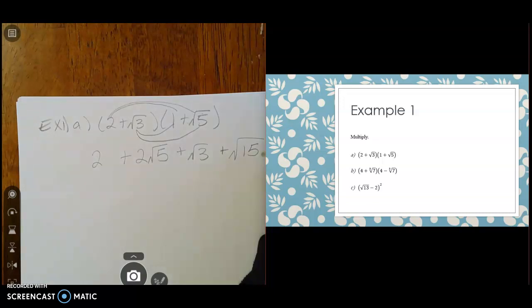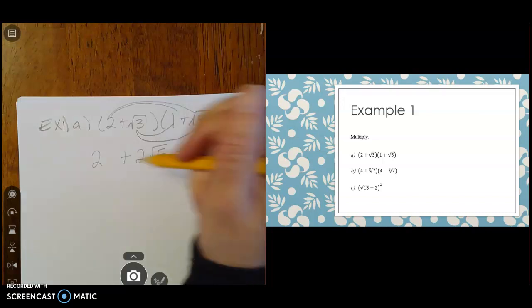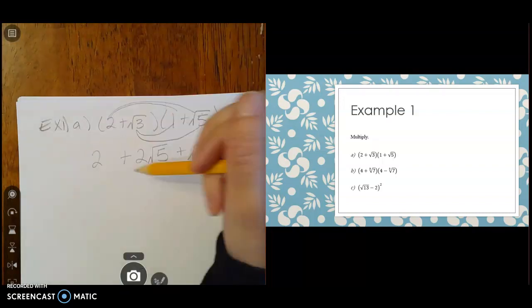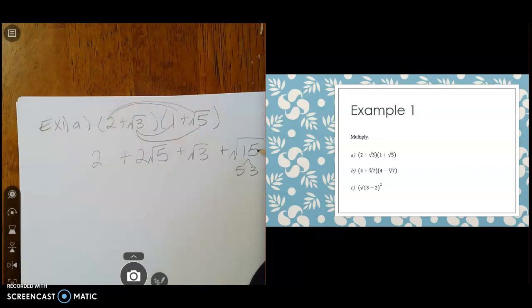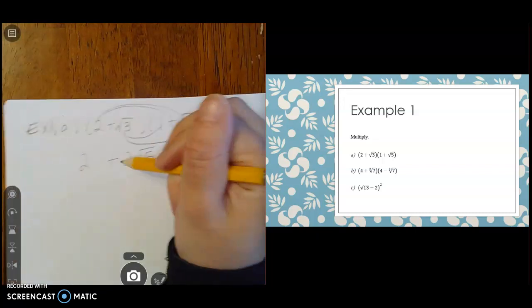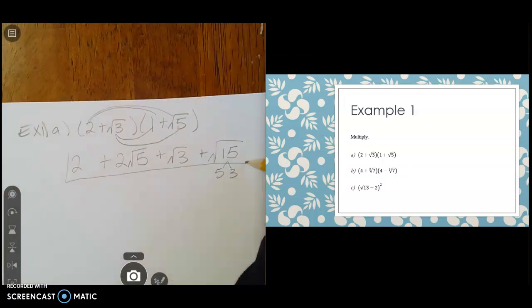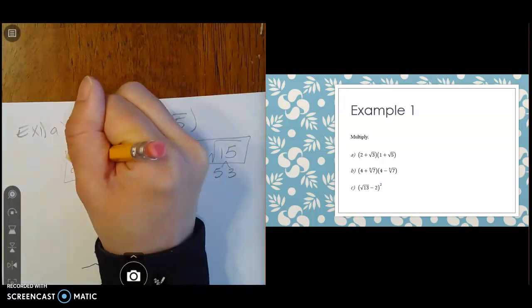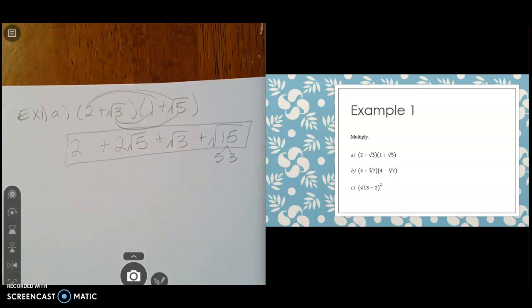The 15 breaks down into 5 times 3. There's no pairs of 2, which means I can't simplify that any further. There are no like radicals. This is a square root of 5, and that's a square root of 3, and that's a square root of 15. So none of those are the same, so we cannot combine any like terms. So this is our answer. Okay, let's try another one.